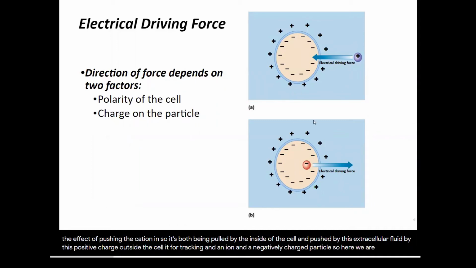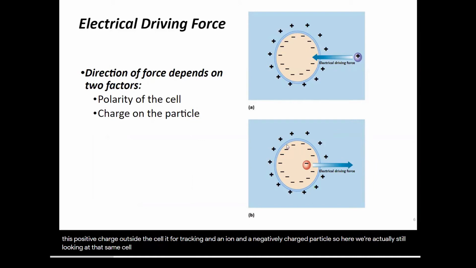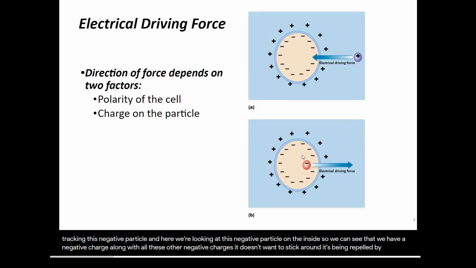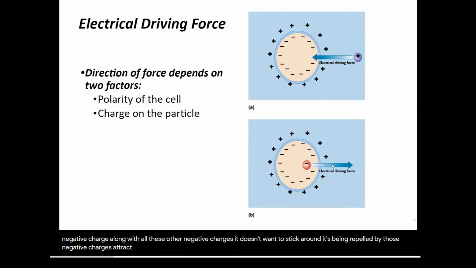So here we're actually still looking at that same cell. So negatively charged on the inside compared to positively charged on the outside. But now we're tracking this negative particle. And here we're looking at this negative particle on the inside. So we can see that we have a negative charge along with all these other negative charges. It doesn't want to stick around. It's being repelled by those negative charges, attracted by the positive charges outside. So the electrical driving force is going to push towards the outside of the cell.